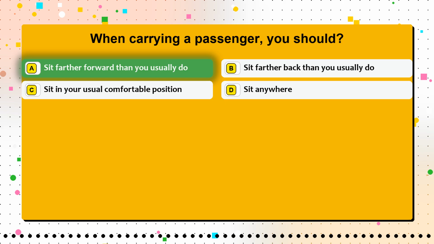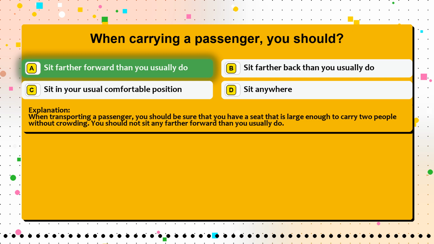The correct answer is option A. Sit farther forward than you usually do. When transporting a passenger, you should be sure that you have a seat that is large enough to carry 2 people without crowding. You should not sit any farther forward than you usually do.